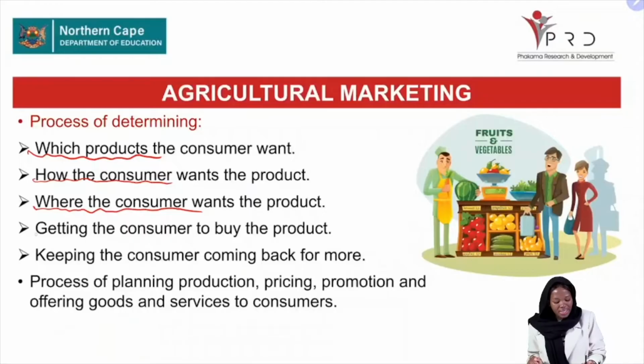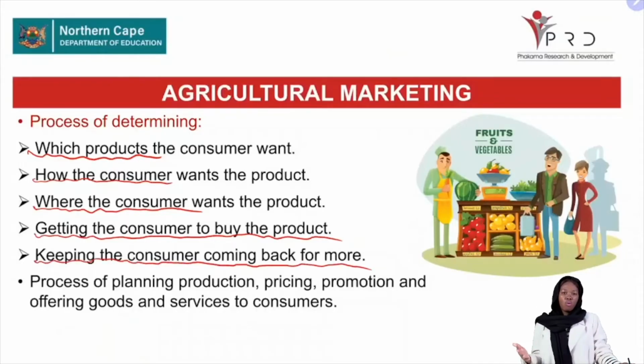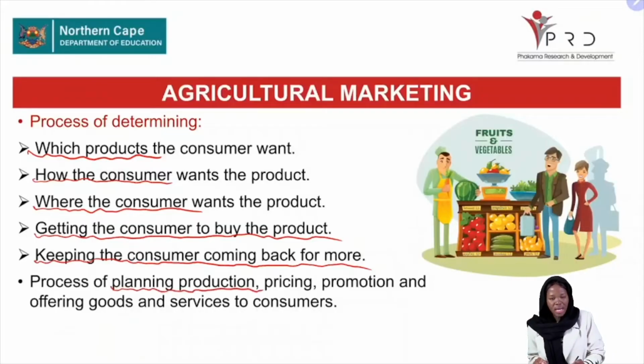Now, getting the consumer to buy the product, and the consumer coming back for more. In the beginning of our lesson, we said we are satisfying the consumer's needs. Meaning at the end of the day, the consumer has to come back to buy more product. All in all, agricultural marketing is a process of planning production.